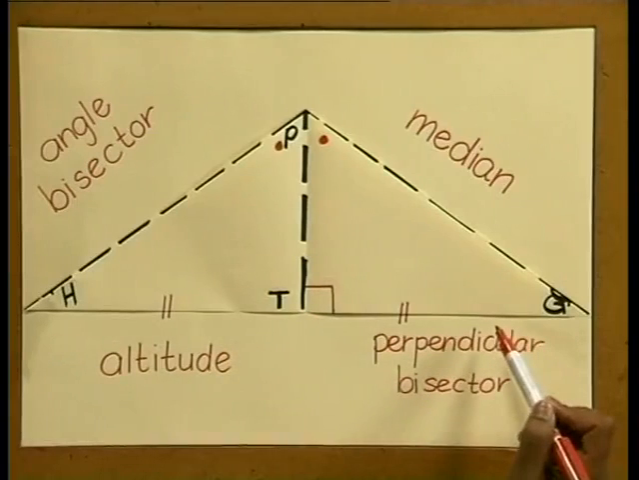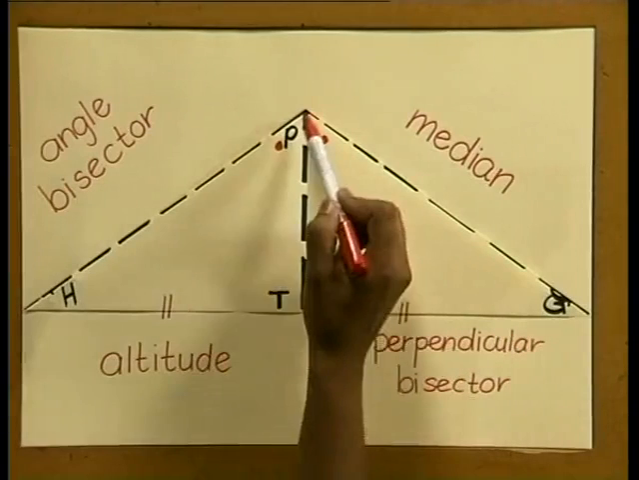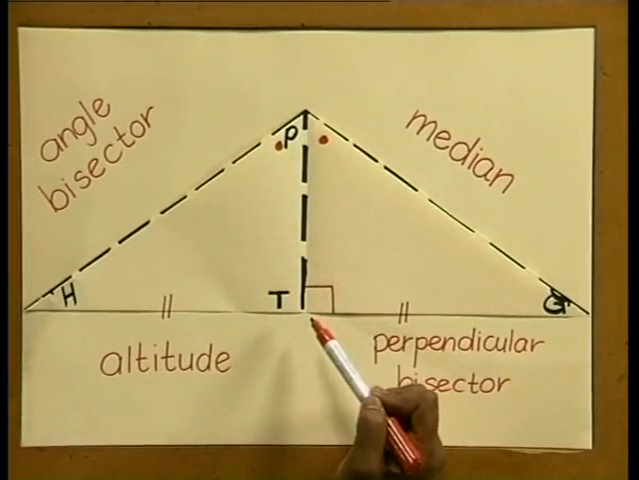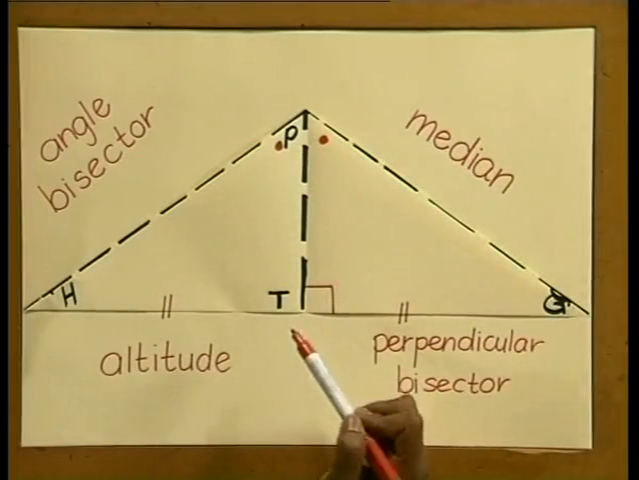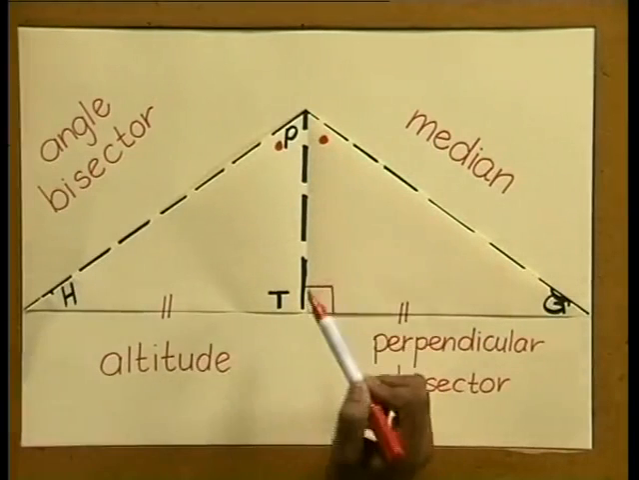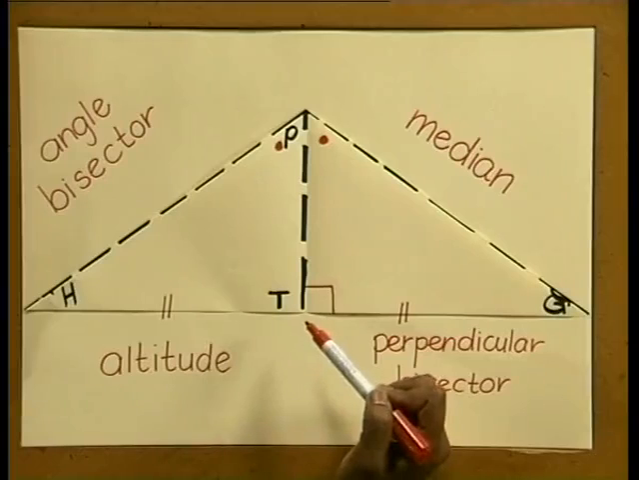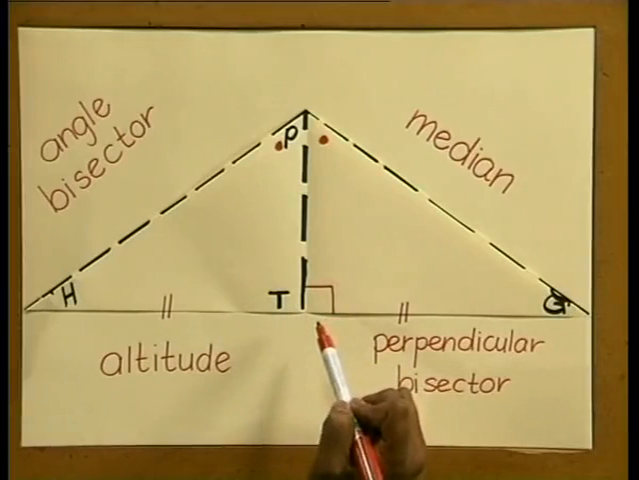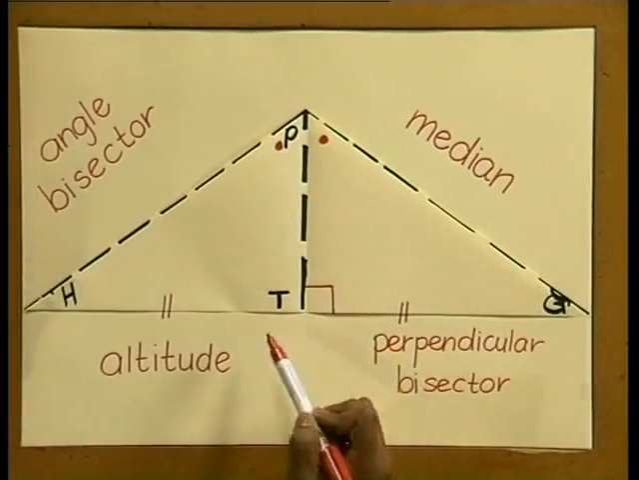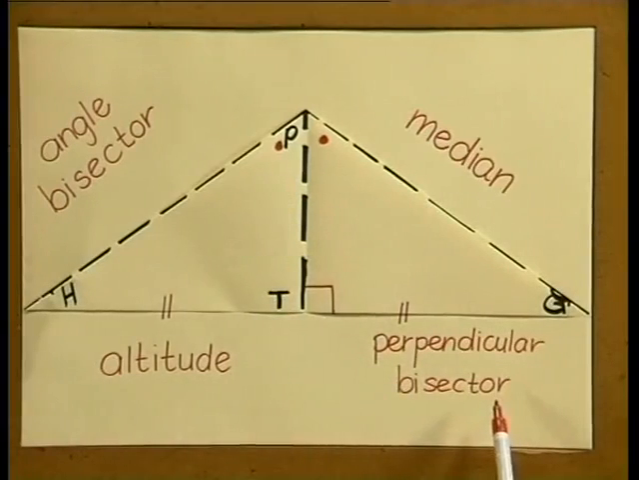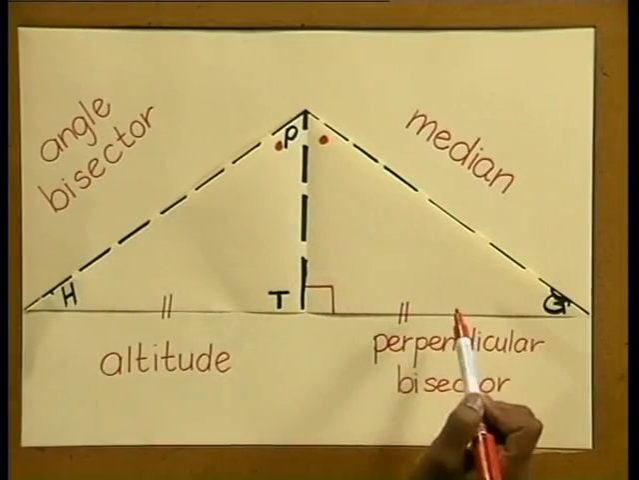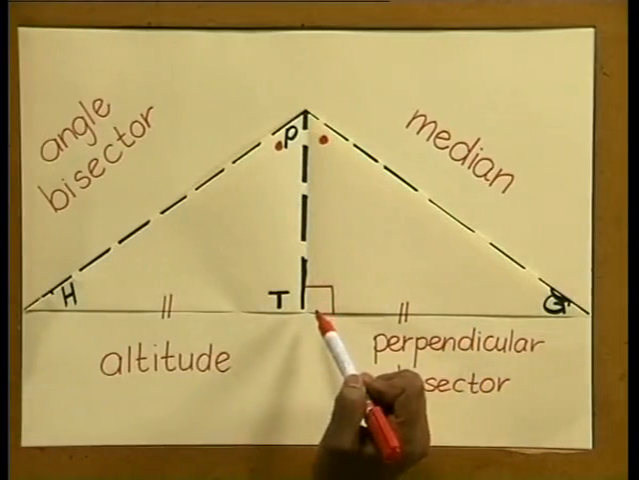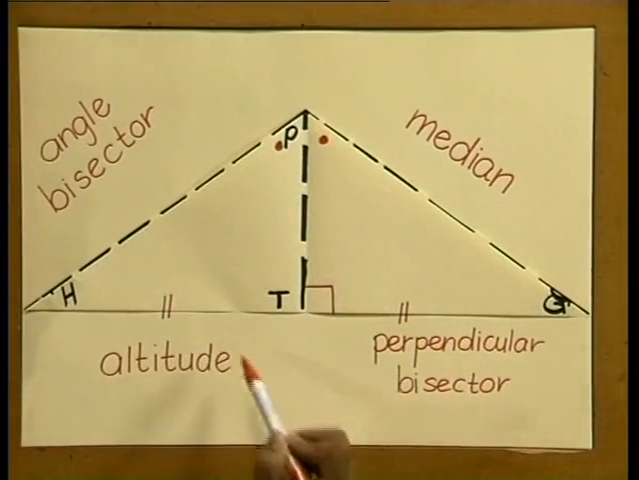Can you remember from lesson 2 what we called a line that passes through the vertex and bisects the opposite side? Yes, it is a median. So we can say that PT is a median in this triangle. Now PT also bisects HG in a specific way, at a 90-degree angle or perpendicularly. We say that PT is a perpendicular bisector. Now because the symmetry line PT makes this 90-degree angle with the opposite side of the triangle and also passes through the vertex, PT is also an altitude of triangle PGH.